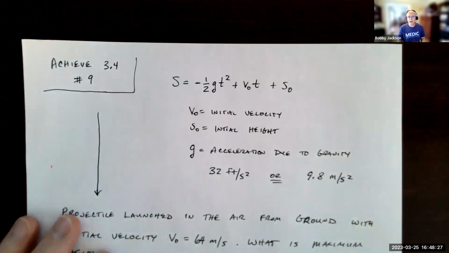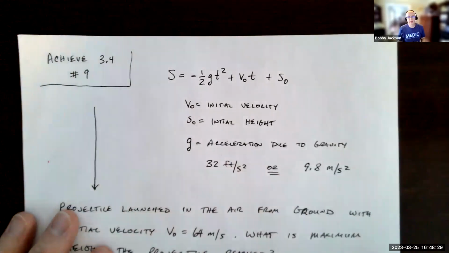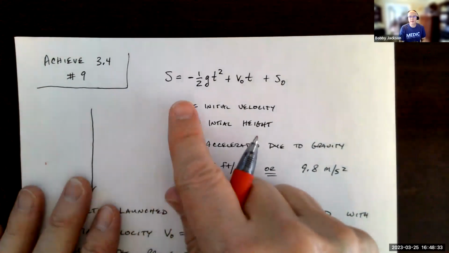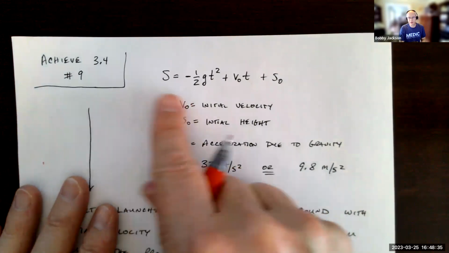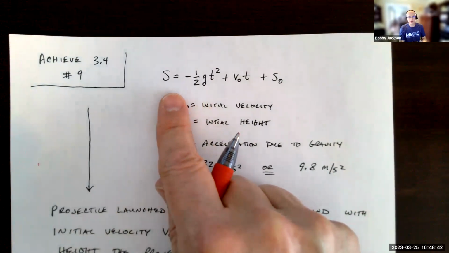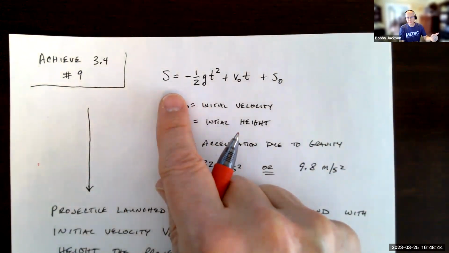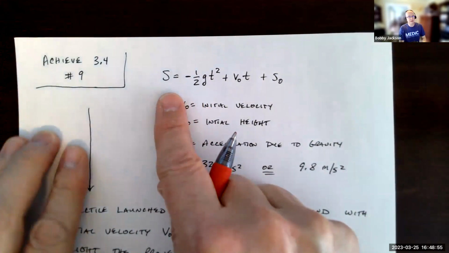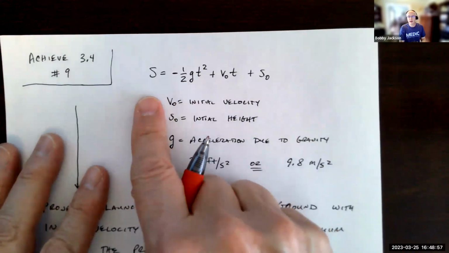Hey everyone, let's take a look at Achieve section 3.4, number 9. In this one, we're going to be using the following formula that's in section 3.4 of the textbook. This is the formula for the height of an object, a projectile that's undergoing free fall motion. The only influence it has is gravity at standard sea level on the planet Earth, that is. It would neglect wind resistance and all that.